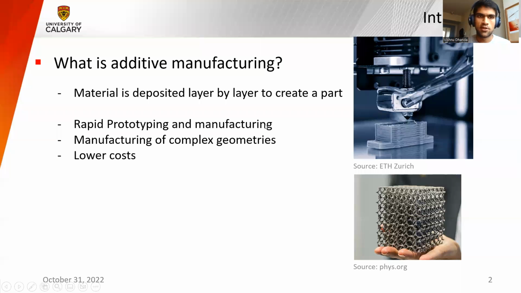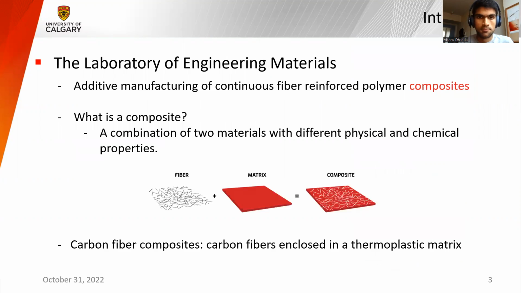So, what is additive manufacturing? This is a process whereby material is deposited layer by layer, for example, the 3D printing you see right there. Advantages of this are rapid prototyping, so you can get from start to finish really quick, manufacturing of complex geometries, like the one you see right there, and lower cost. It's very cheap.